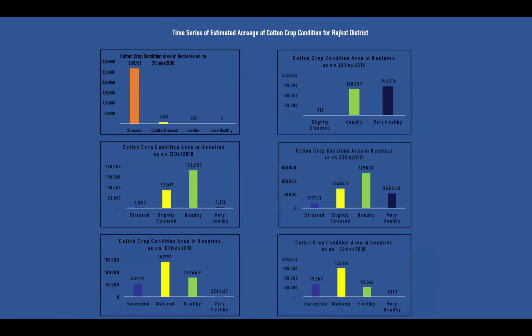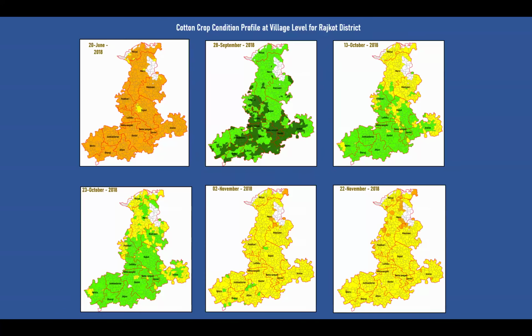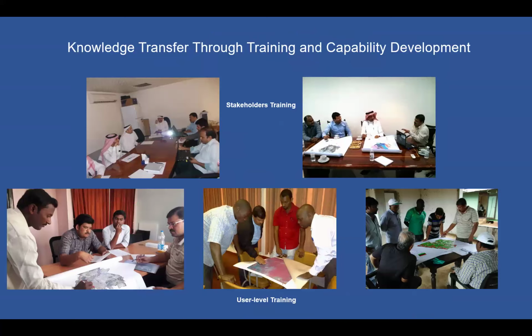Then we can generate the stats. And then village level maps can also be generated. So this is a stakeholder meeting, because most of the time you have to explain to them what is happening and how the map has to be read. Stakeholders need to understand how to read a map, how to read the statistics, and how to take a decision.